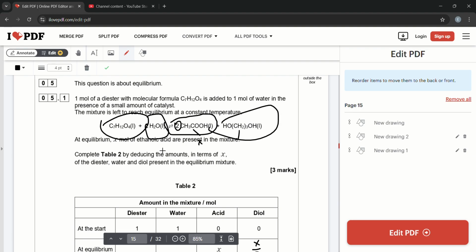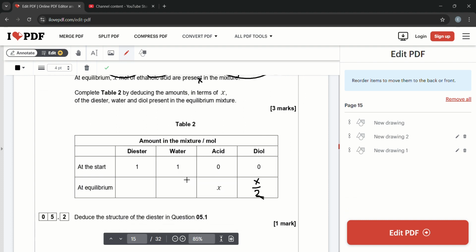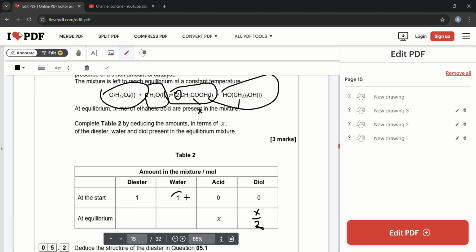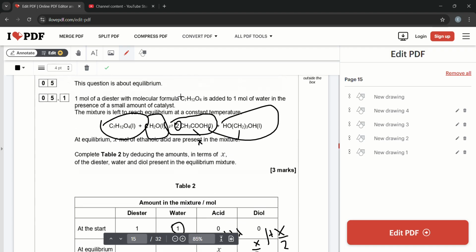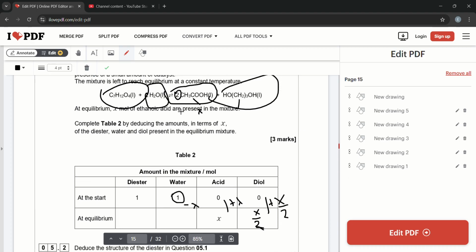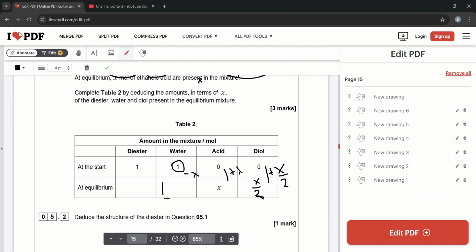Now the water is also a 2 mole ratio. So many people would be like, oh, so it's also going to be X, right? Yes, that's true. However, in here we're adding X, here we're adding X over 2. Remember, in equilibrium, we're adding something on one side, and on the other side we're going to have to subtract it. So in this case, instead of adding X, we're going to minus X, because it's still a 2 to 2 ratio, so it's going to be 1 minus X.